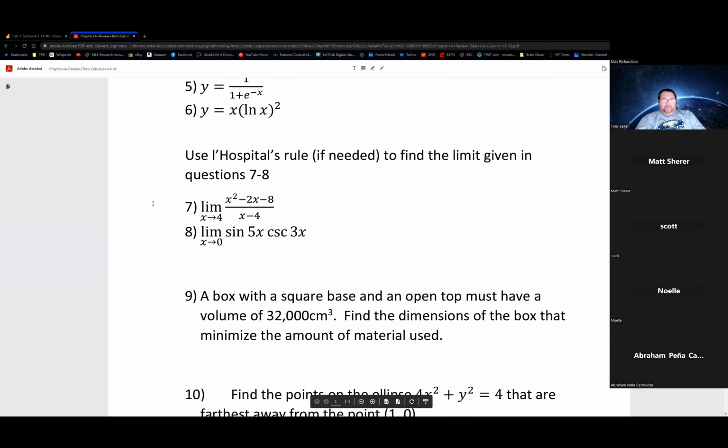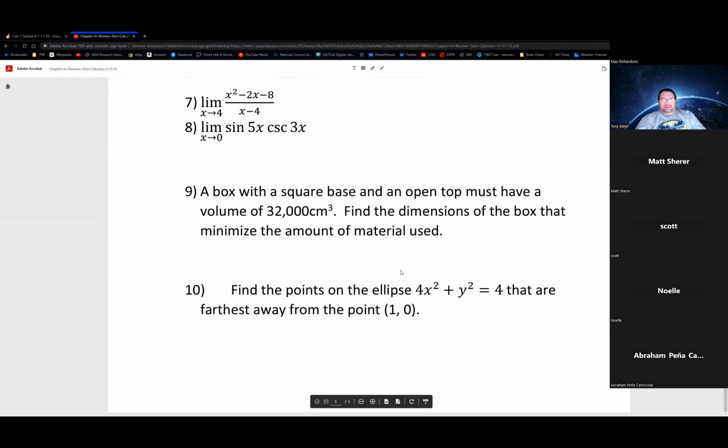You have 2 L'Hopital's rules. Notice how I wrote "if needed." So check to make sure you can't do it a different way before you use L'Hopital's rule. And then we have 2 word problems, optimization problems like we did tonight. So the actual problems on the test are going to be exactly like this. I just changed the numbers in the 2 word problems. So it won't be very complicated to go through and do.